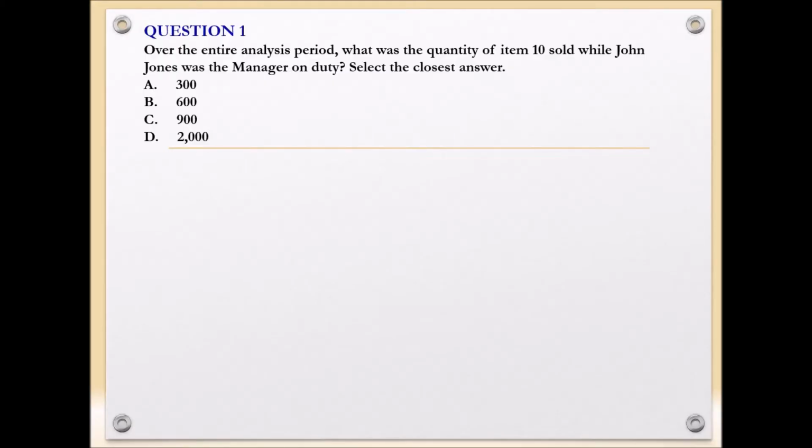Let us see if we can answer the very first question. Over the entire analysis period, what was the quantity of item 10 sold while John Jones was the manager on duty? Select the closest answer.